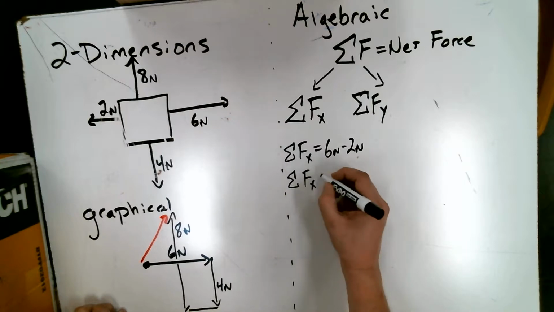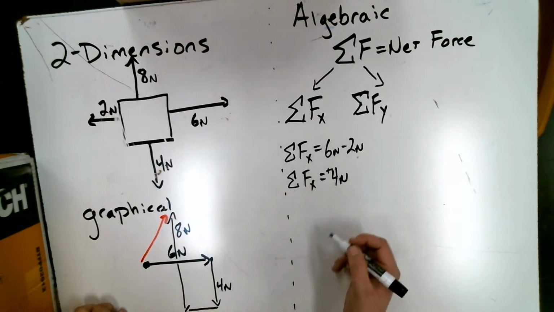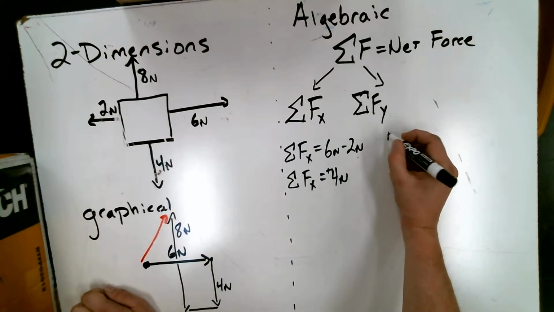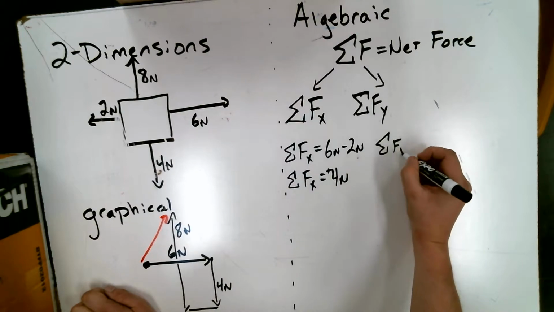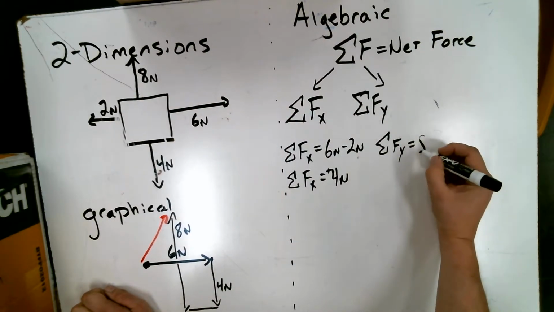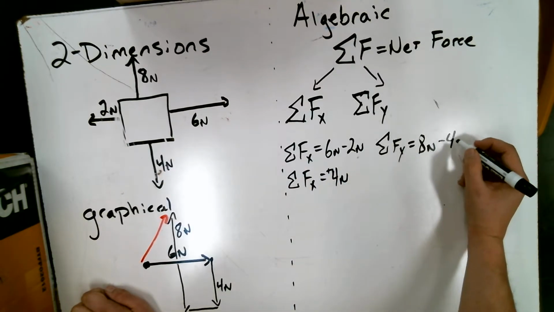Or sum of the forces in the x is going to equal 4 newtons. It's positive, so it's going to be to the right. And in the y direction, we're going to do the same thing. Sum of the forces in the y direction. This time it is 8 up and 4 down, so minus 4.